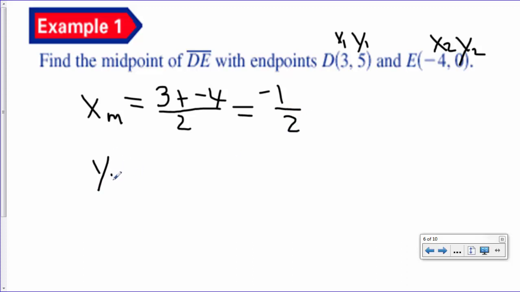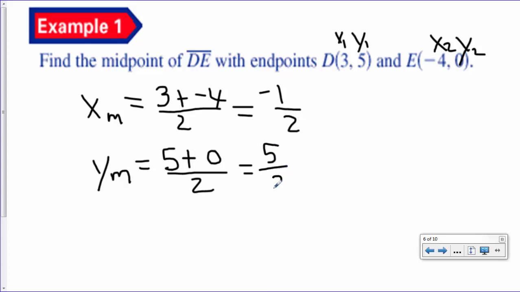For the y midpoint, add the y coordinates 5 plus 0 divided by 2. 5 plus 0 equals 5 divided by 2. I'll write it as a coordinate point. The midpoint is at negative 1/2, 5/2. This means if you actually draw a segment on a coordinate graph, segment DE with those endpoints, this would be the midpoint.